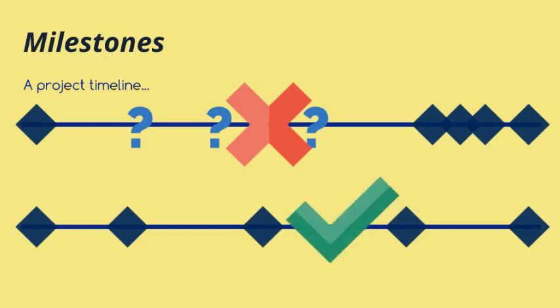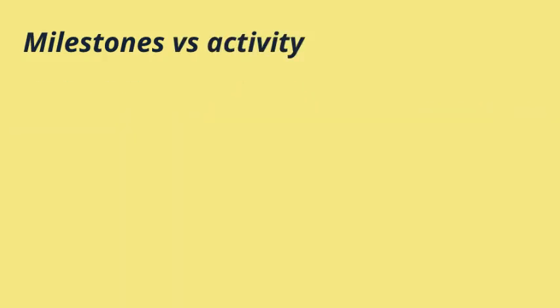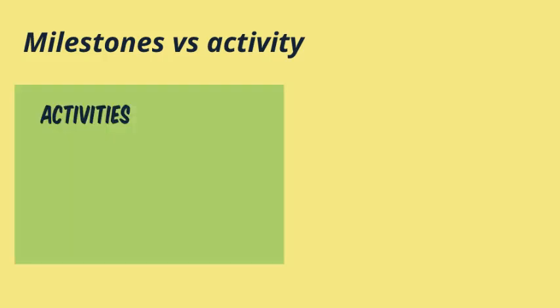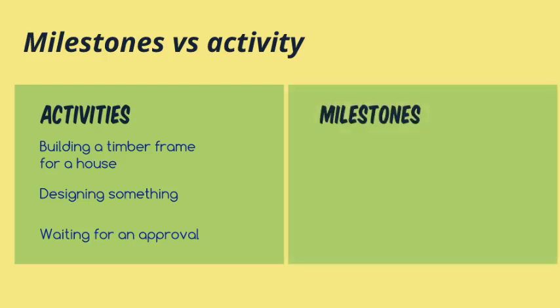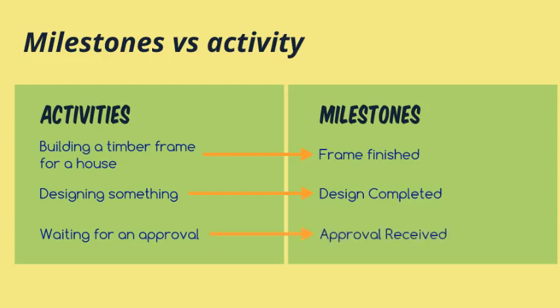A really common point of confusion is between a milestone and an activity. They are not the same thing. An activity or a task normally has some time and a cost associated with it. Some examples are building a timber frame for a house, designing something, waiting for an approval. These are activities. They have a time associated with them. They could be rewritten though as milestones, such as frame being finished, design completed, approval received. Note that the milestone is commonly for when a task is finished.